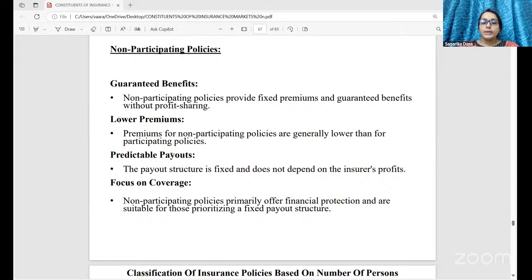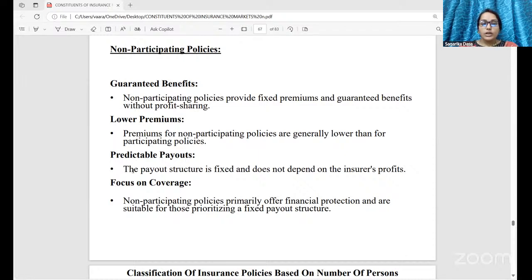Now, non-participating policies. Non-participating policies will have guaranteed benefits. Non-participating policies provide fixed premium and guaranteed benefits without profit sharing, but they will get a guaranteed sum of amount as a benefit. Lower premium. As these policyholders are not participating in the profits, they are not getting any benefits out of the profits. Hence, the premium payment will be less compared to the participating policies.